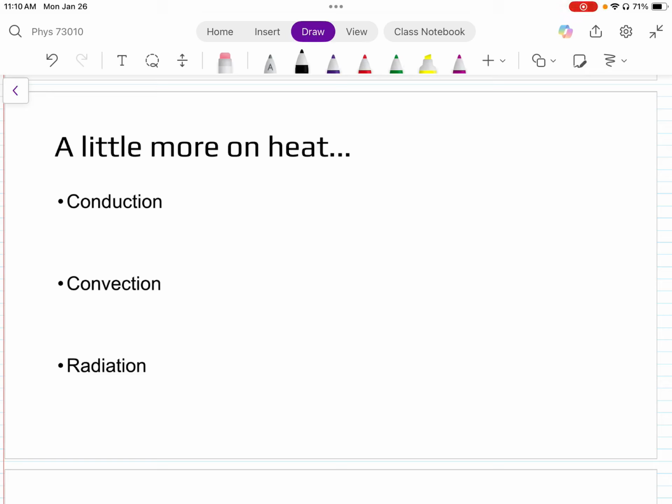Okay, last little bit, just wrapping up this whole week on energy. A little bit more on heat before we leave it. There are three ways that heat energy moves around. One is conduction. Hopefully, you've got an idea about what conduction is. One is convection, and one's radiation.